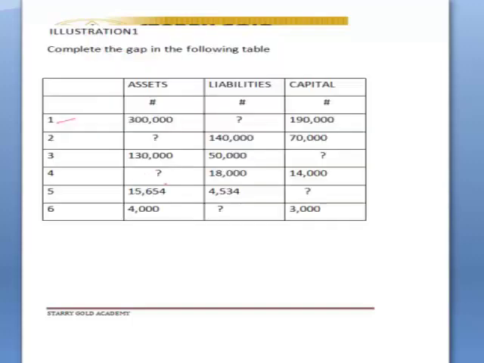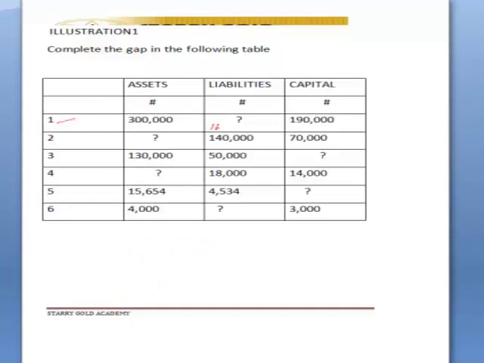A is 300,000 and C is 190,000. So what is L? L equals 300,000 minus 190,000, and L will equal 110,000 naira. So here L is 110,000.